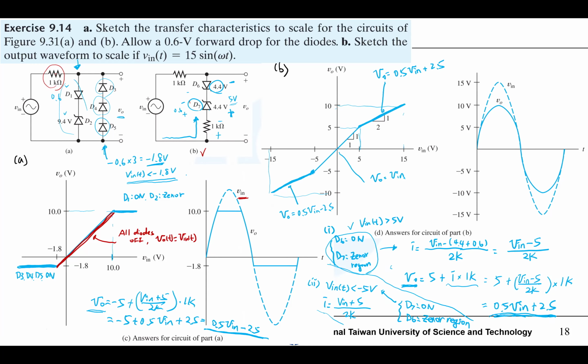So this is minus 5 plus. Okay, we always assume this I is V in plus 5 divided by 2K. Okay, so this is plus negative. Okay, we just assume this I flows reversely. Okay, we just assume this still I, V in plus 5, V in plus 5. Okay.